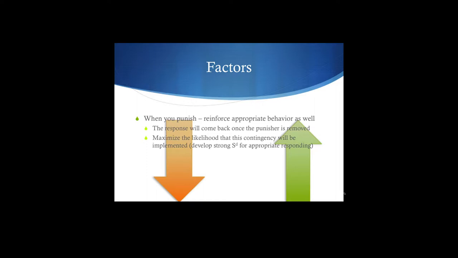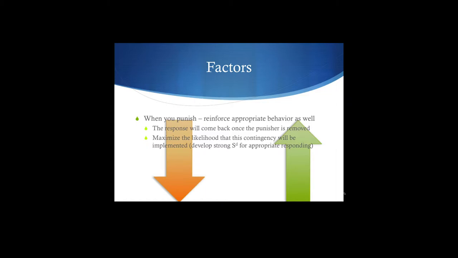All right. So because we know about punishment, and we know that we need to reinforce appropriate behavior, and we know that punishment is context specific, we have to address that issue. We want to make sure that if we're going to use punishment, we're going to be consistent and quick with it. Right? And we'll talk about that here in a minute. So we're going to maximize the likelihood that the contingency will be implemented.